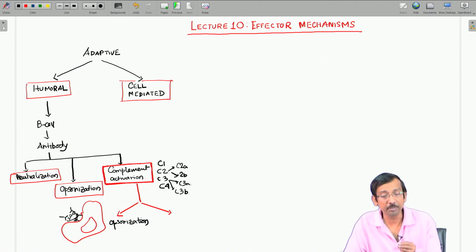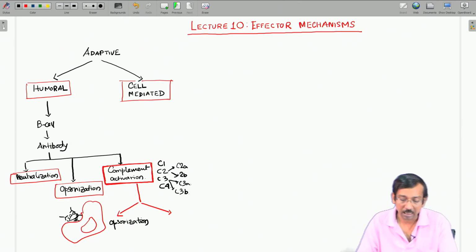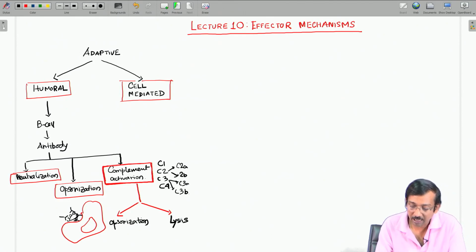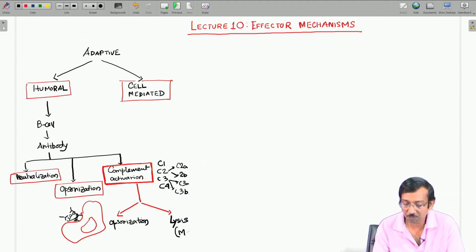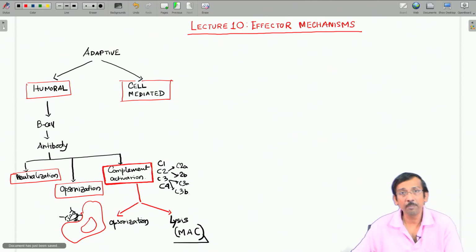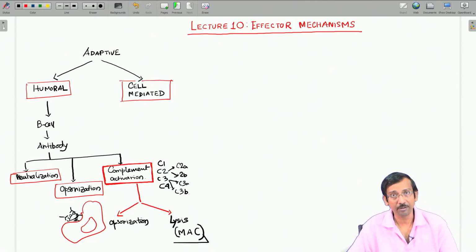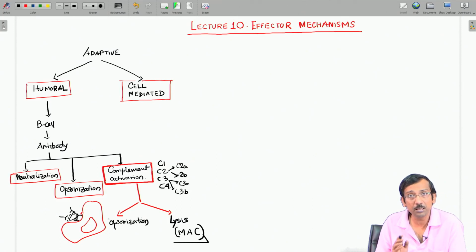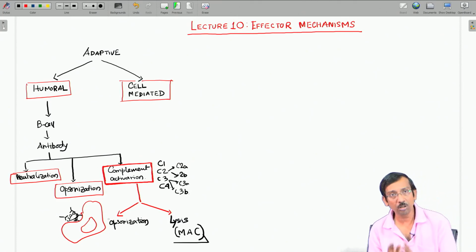The cells can be killed by the complements in two ways. One is by opsonization, the other way is by lysis of the cell. They can lyse the cells by formation of the membrane attack complex, also known as MAC. This is what the complement proteins can do upon complement activation, and complement activation can be antibody dependent or antibody independent.